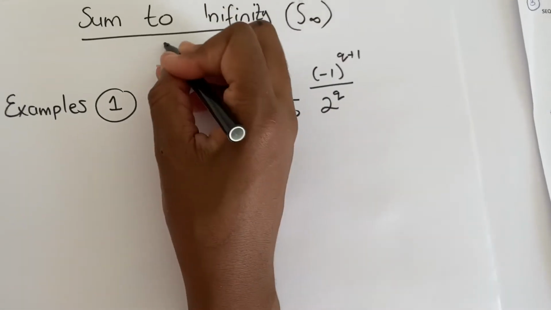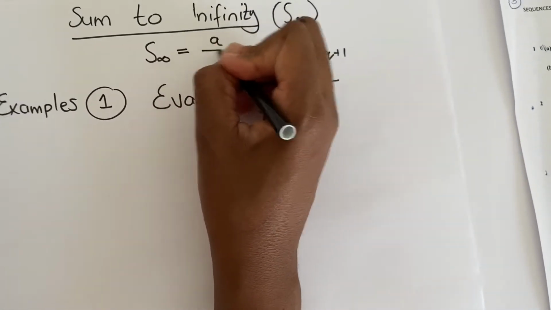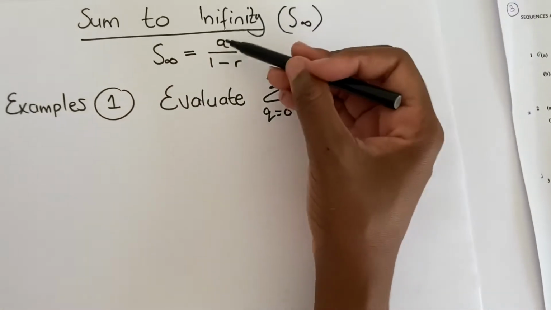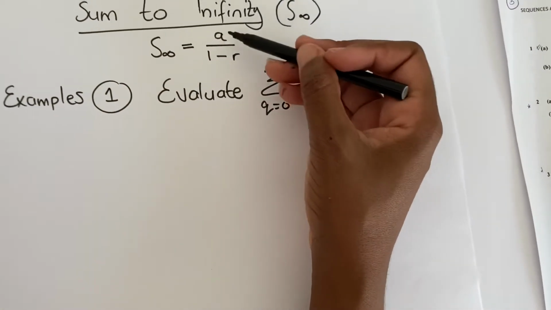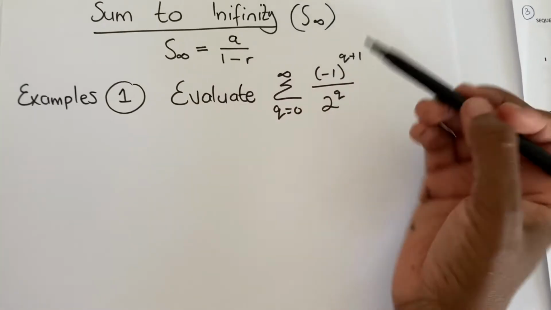Now we have a formula, and the formula says the sum to infinity is going to be equal to a over 1 minus r. So we basically need our a and we need our r. What is our a? a is the first term, r is the common ratio. Now, how do we find that from here?